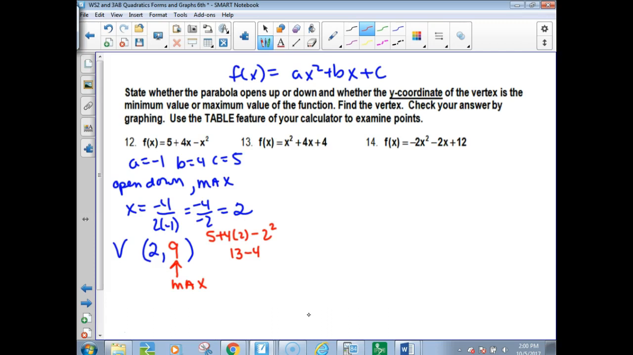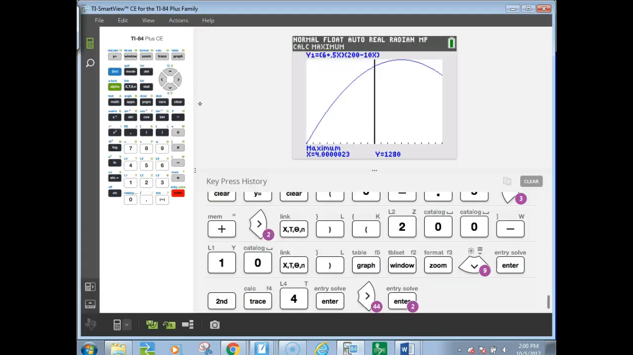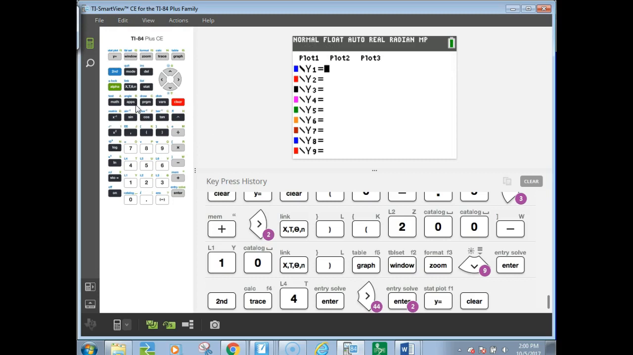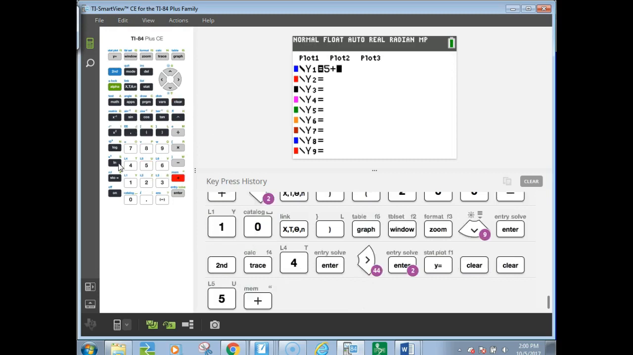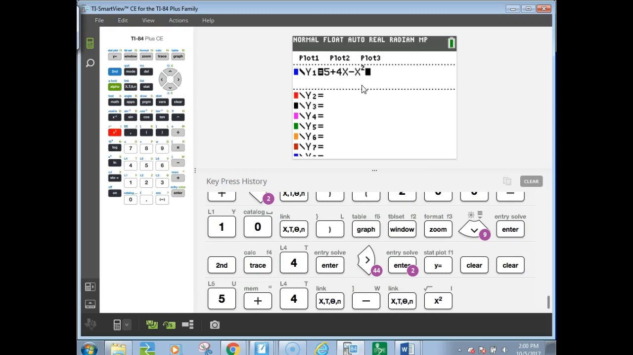Now what it meant by check on the table feature of your grapher, go in here into the graphing calculator, go to y equals, clear anything out. I think it said 5 plus 4x, right? Minus x squared. Got to put in an x and then square it. Did I correctly type the equation in? Because I can't see my paper right now.